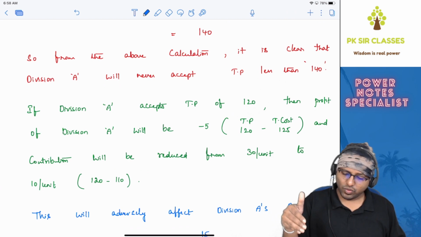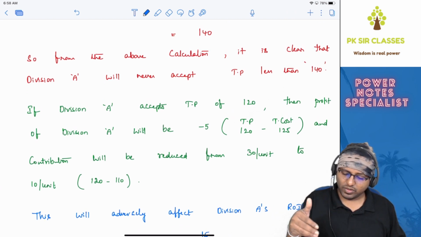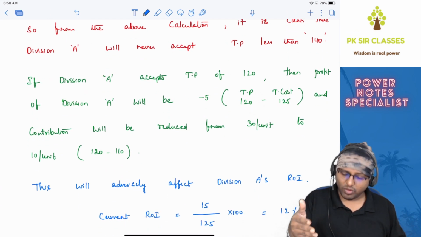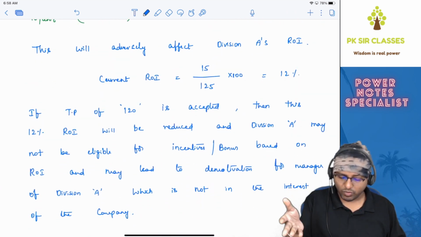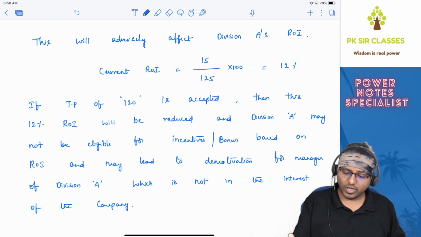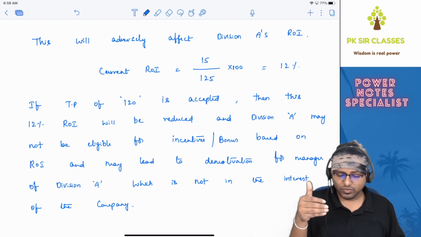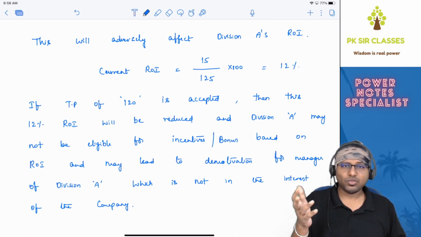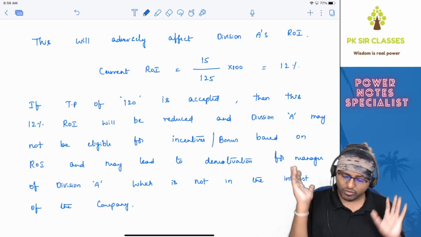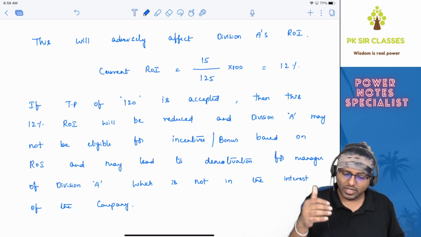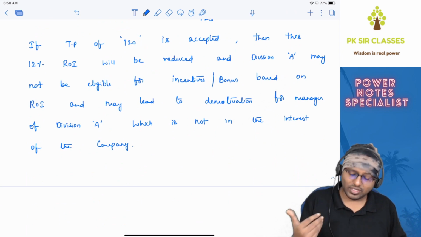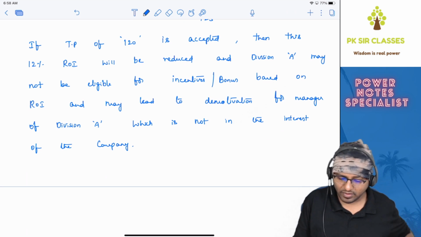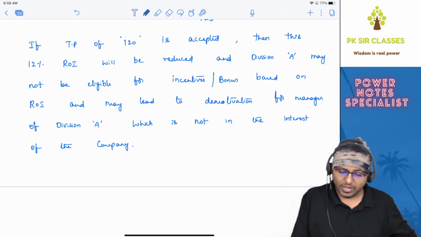So wantedly I've shown, okay, if TP is less than 140, then division A will not accept. If it accepts, what will be its profit? What will be its contribution? What will be its ROI? So therefore, because the ROI right now is 12, and if it accepts this 120, then the ROI will be reduced. Therefore, its ROI linked incentives or bonus also will get reduced, and therefore it will lead to demotivation for the manager. So as you can see, I've just tried to expand the answer. So that's the way you have to present it in the examination. You have to justify the marks that is being given. So this will be your biggest challenge.